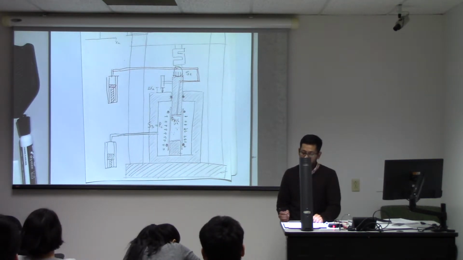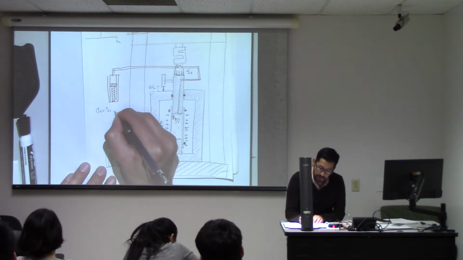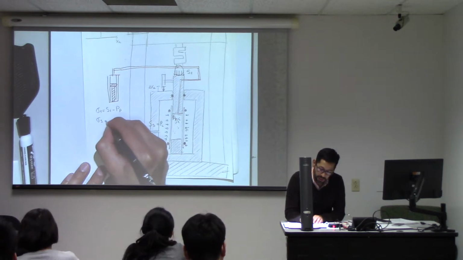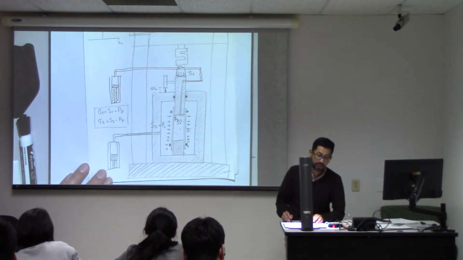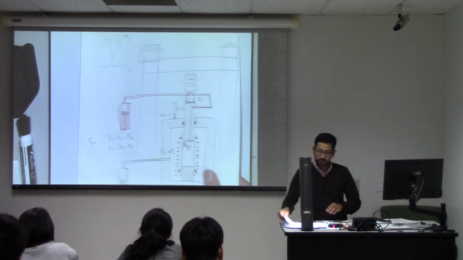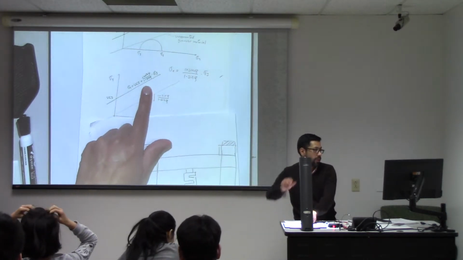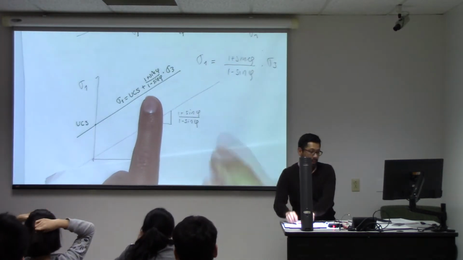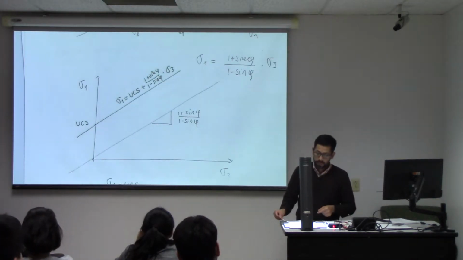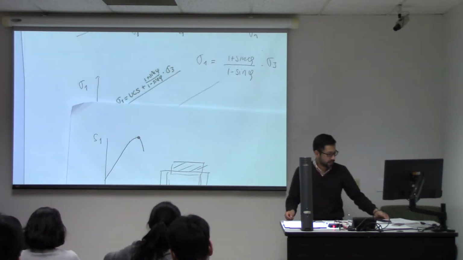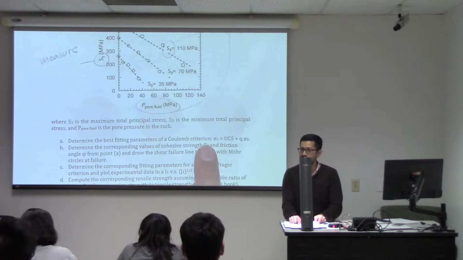With all those values, you need to calculate your sigma 1, which is going to be S1 minus pore pressure, and your sigma 3, which is S3 minus pore pressure. And when you have those, you can come back to your shear equations and use this equation in order to fit your parameters, UCS and friction angle. And I guess that's what you have to do to solve just part A. Okay?